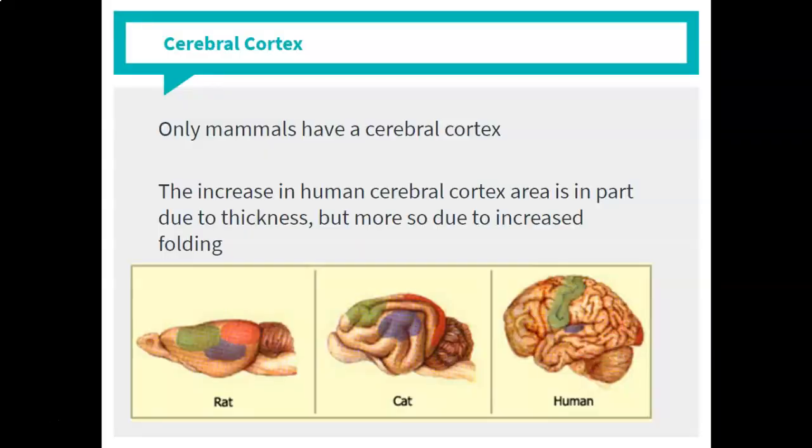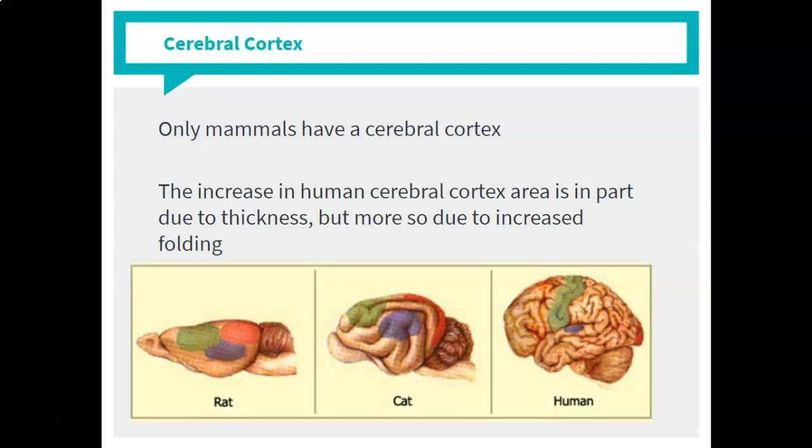Now, we're going to move a little bit in a different direction. This goes sort of all over the place, but I want to make sure that I'm covering all the basic overviews of the brain. So we're going to talk about the cerebral cortex. Only mammals have this, and the increase in the human cerebral cortex is partly due to thickness, but more due to increased folding. And you can see that between the rat, cat, and human, there's so much more folding in the human brain, and this leads to more surface area, and that's the most important piece.